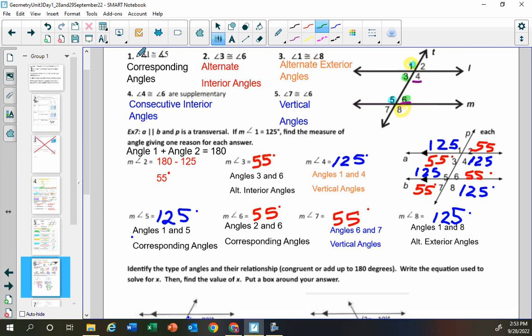Now, do bring the packet back because we will do some of those problems on the very back. I do want to talk about some of those. That's probably going to be our warm-ups, Do Now. All right. Questions for me? And again, notes will be posted tonight.